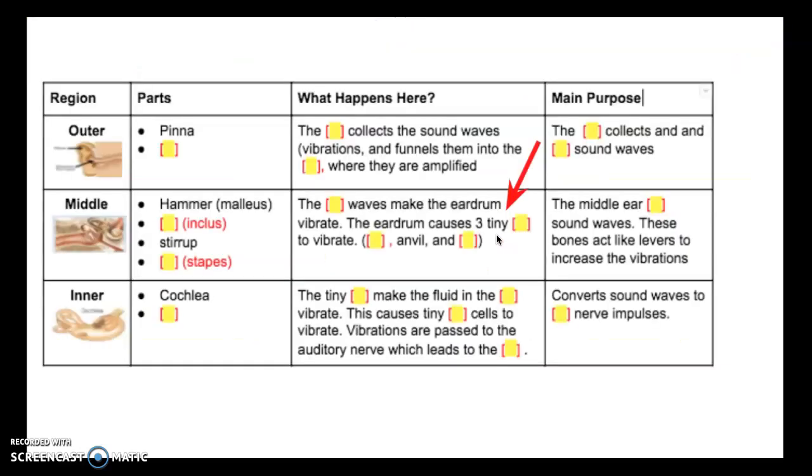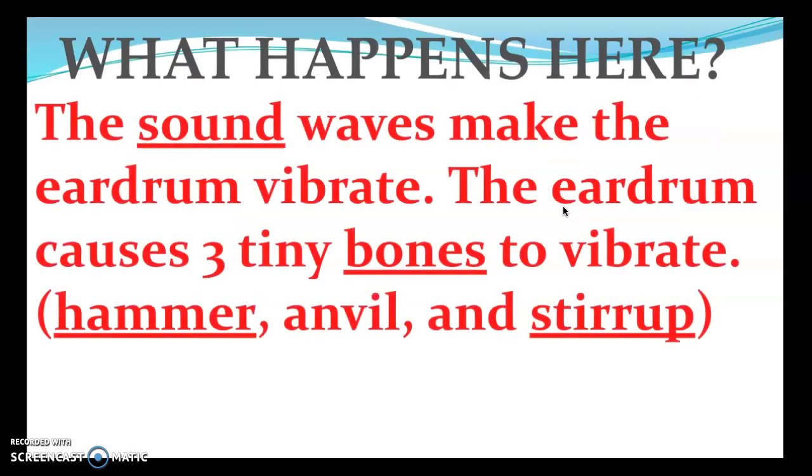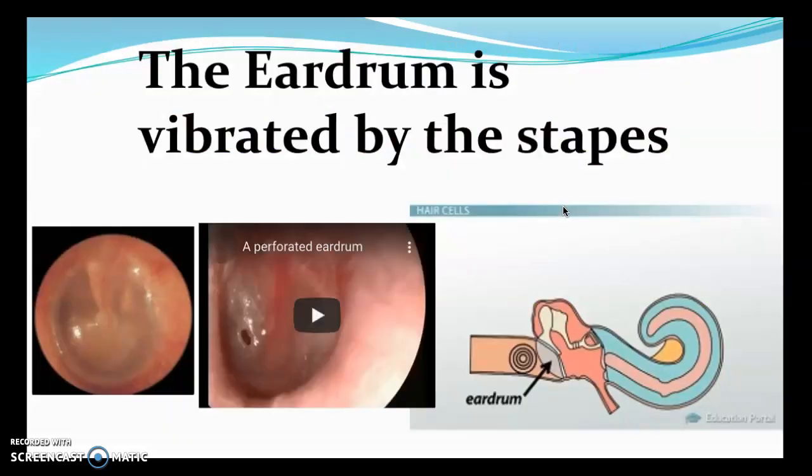I'm sorry, just so you know, I did skip over that, but the scientific names for those are the malleus, the incus, and the stapes. You don't need to know that. The sound waves make the eardrum vibrate, and the eardrum makes those 3 tiny little bones vibrate: the hammer, the anvil, and the stirrup, like I said.